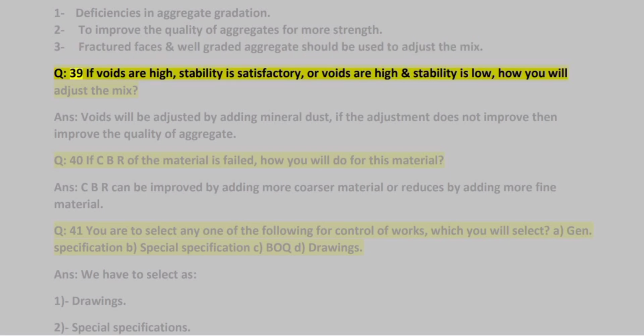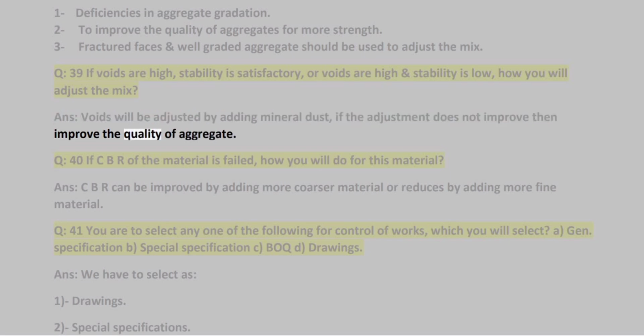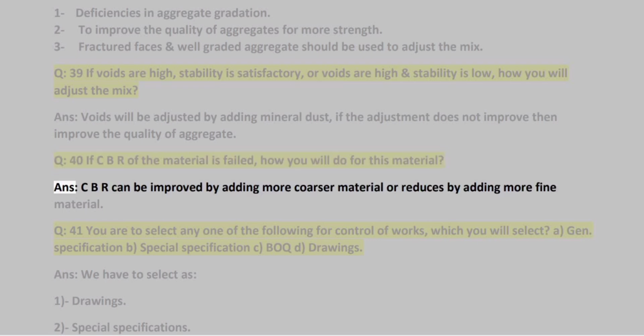Q. 39 If voids are high and stability is satisfactory, or voids are high and stability is low, how will you adjust the mix? ANS, voids will be adjusted by adding mineral dust. If the adjustment does not improve, then improve the quality of aggregate. Q. 40 If CBR of the material has failed, what will you do for this material? ANS, CBR can be improved by adding more coarser material or reduced by adding more fine material.